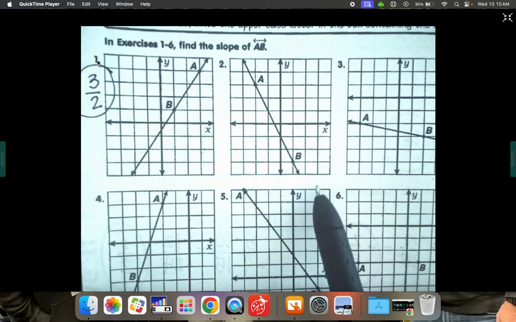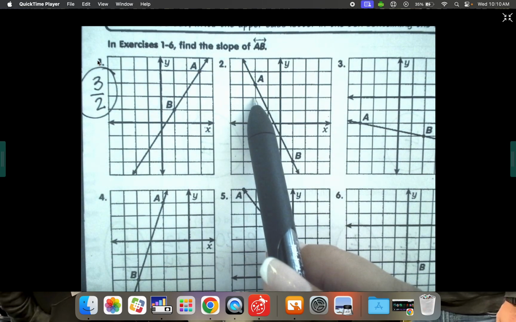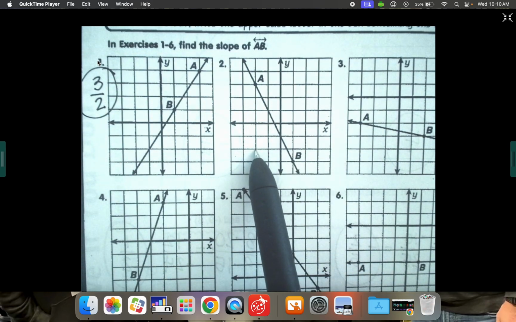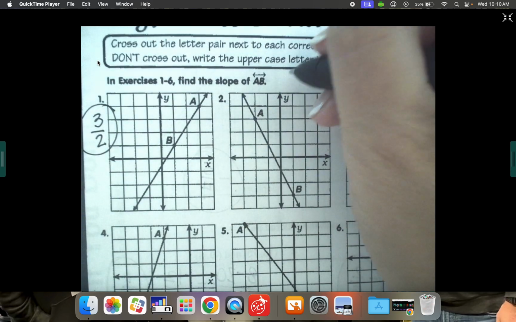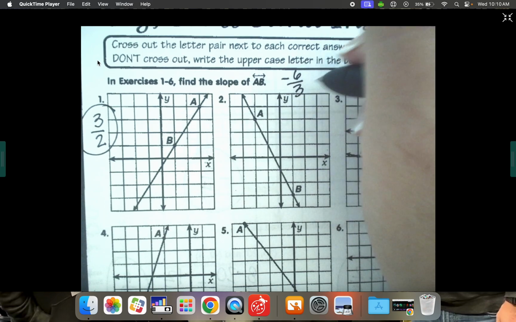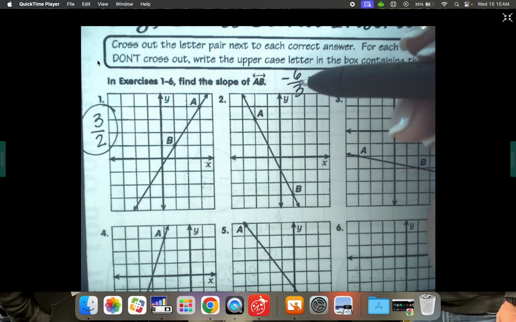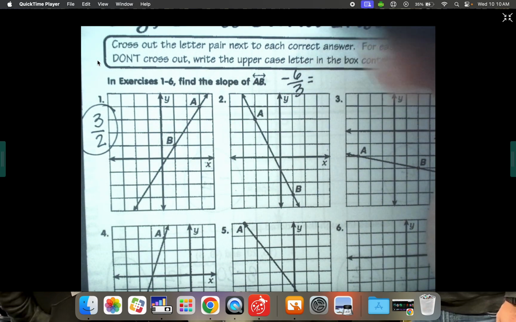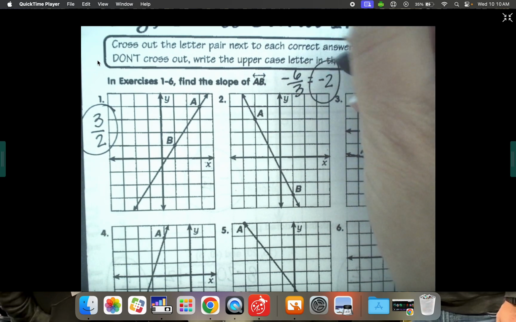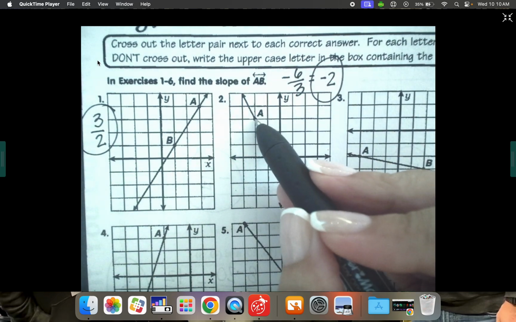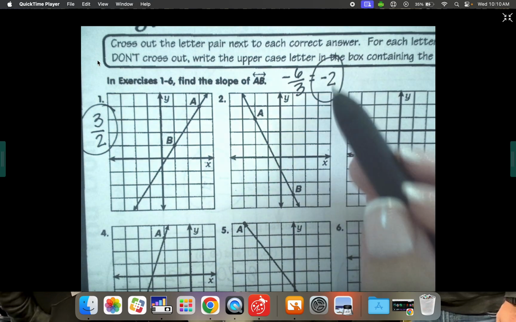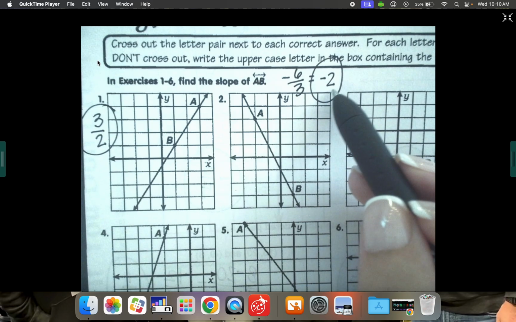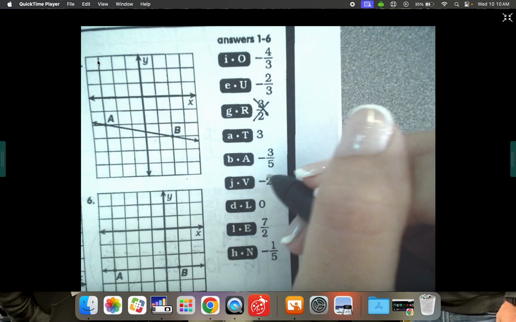Okay, let's do this next one. It's negative. It's going downhill. So it's going down 1, 2, 3, 4, 5, 6 over 1, 2, 3. So if it's negative 6 over 3, that does simplify. That divides evenly. Negative 6 divided by 3 is negative 2. And you can always check it by saying, does it go down 2 over 1, down 2 over 1, down 2 over 1? Yes, it does. So negative 2 is the same as negative 2 over 1.